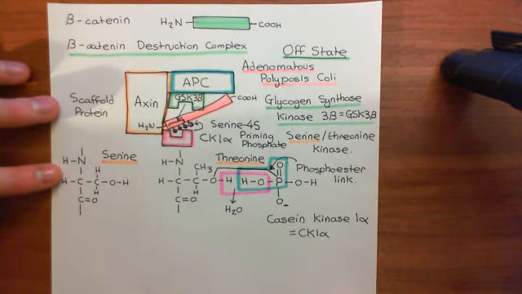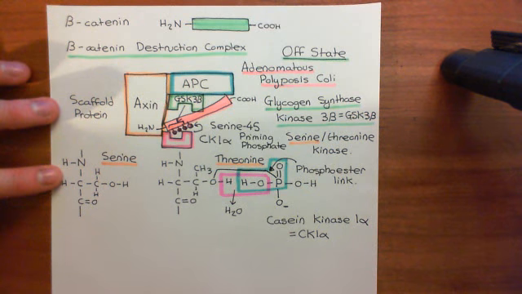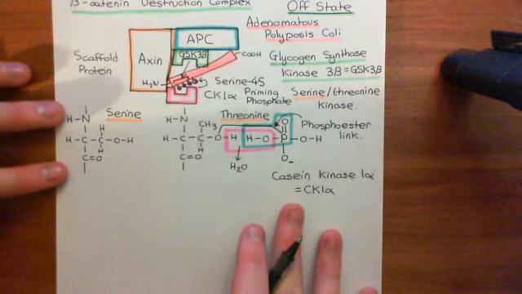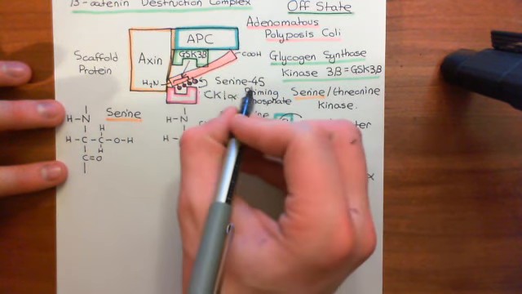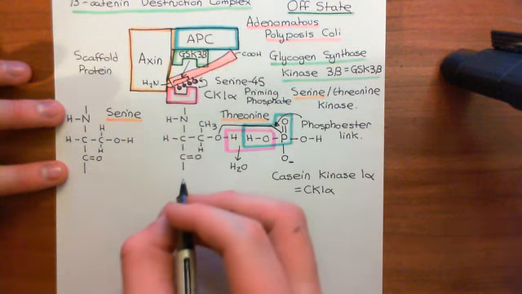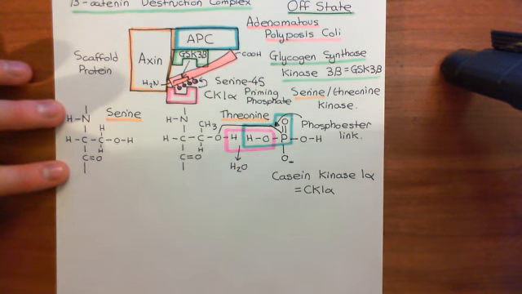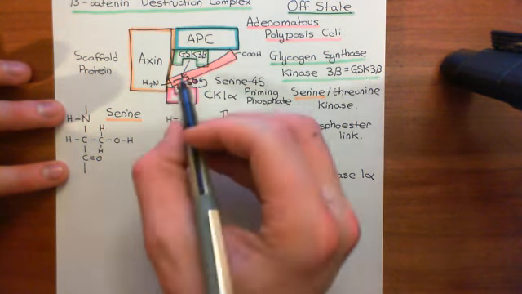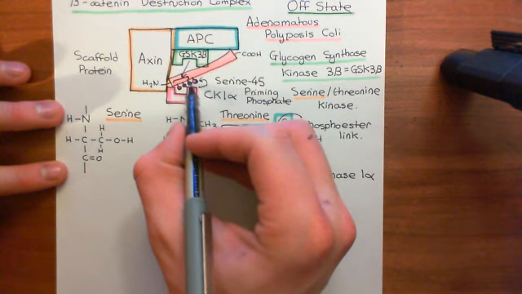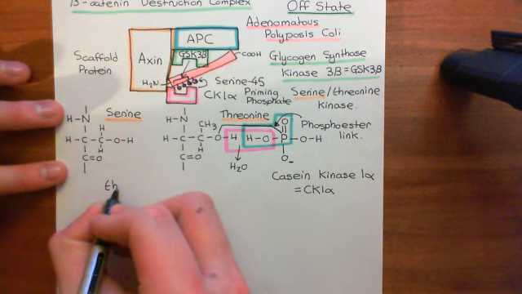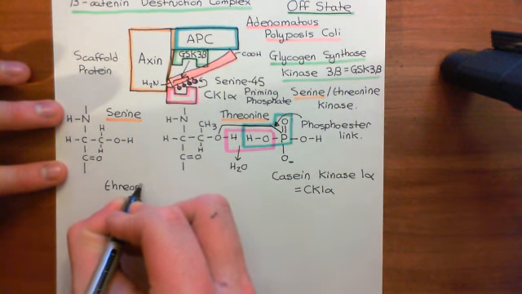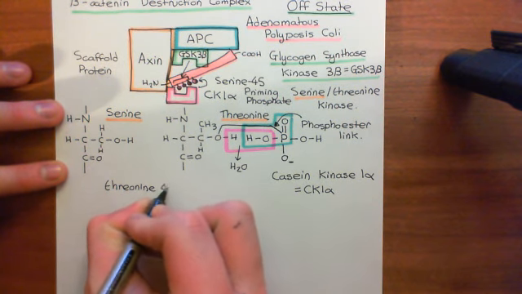Now, what are the specific sites that are phosphorylated? Well, I've got the numbers and the residues again. The one just upstream of the serine 45 is not a serine residue, but a threonine residue. So this one up here is going to be a threonine residue, and it's going to be threonine 41. So threonine 41.